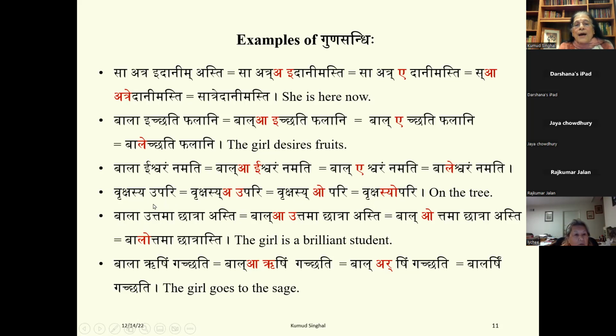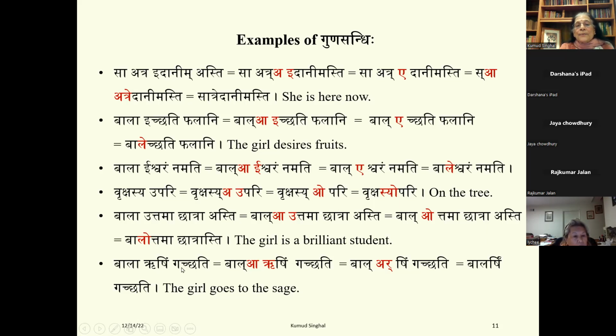Bālā uttamā chātrā asti. The girl is a brilliant student. Uttamā means brilliant. This is an adjective qualifying the student. So now here, bālā ends in ā. Uttamā starts with u. Both will be replaced by o. So it will be bālottamā. And here there is again a dīrgha sandhi. Chātrā ends in ā. Asti begins with a. So it will be chātrāsti. So bālottamā chātrāsti. Guna sandhi here and dīrgha sandhi here.